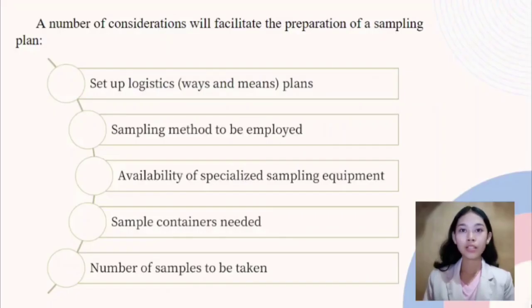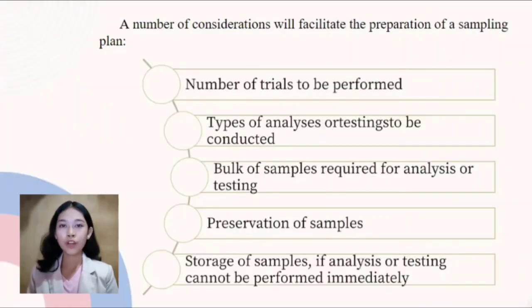So here are the considerations that will facilitate the preparation of a sampling plan. Set up logistics, ways and means plans, sampling method to be employed, availability of specialized sampling equipment, sample containers needed, number of samples to be taken, number of trials to be performed, types of analysis or testing to be conducted, bulk of samples required for analysis or testing, preservation of samples, and storage of samples if analysis or testing cannot be performed immediately.